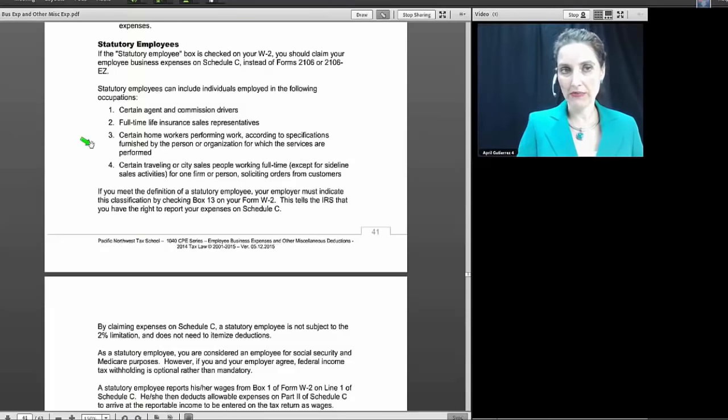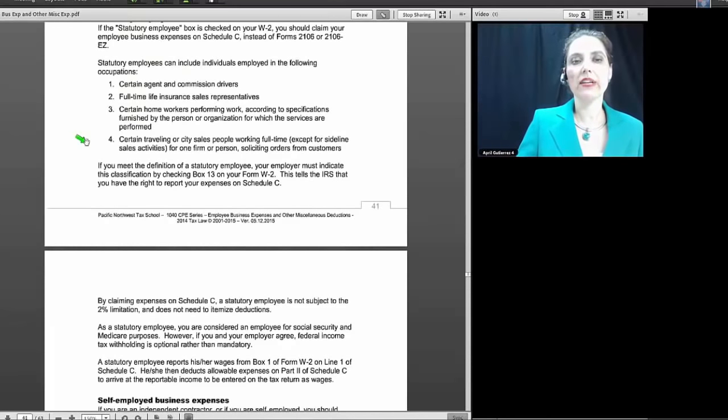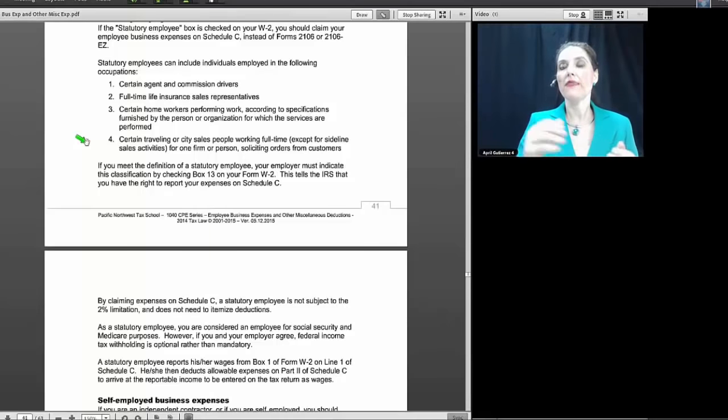And that would be, for example, an individual who may be sewing clothing or making backpacks or something that they're basically constructing at home. They're being paid on a unit basis by the specifications of the manufacturer, and those individuals are considered to be statutory employees. And then finally, certain traveling or city salespersons working full-time except for sideline sale activities for a single firm or person soliciting orders from clients or customers. If your tax client falls into one of those categories and they meet all of the provisions surrounding the rules for being a statutory employee, then their employer should check the statutory employee box.